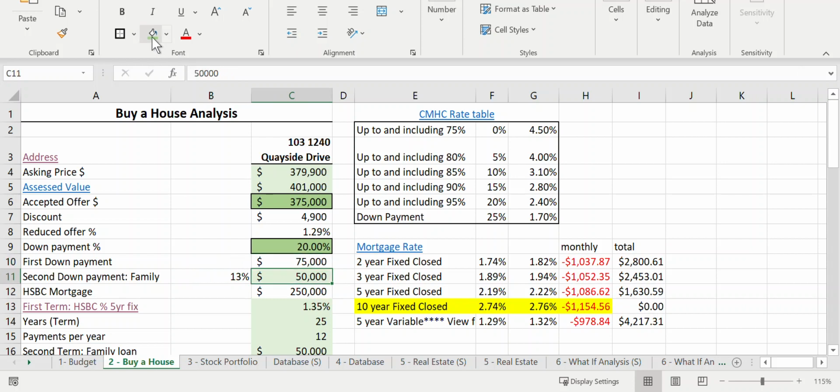And again, that's a variable that I'm controlling. So I'm going to make it really bright green there, just so I know all the bright green are my variables that I can change to play my what if scenarios.